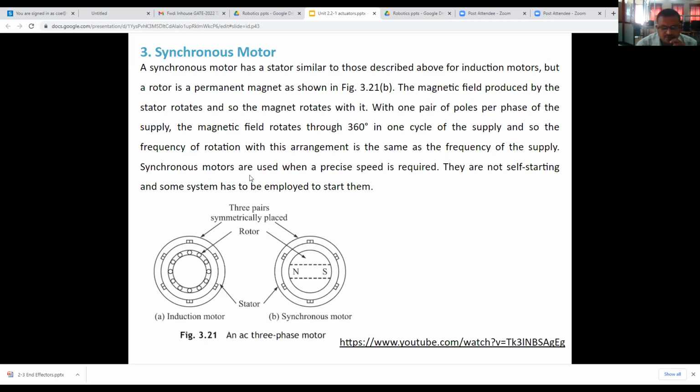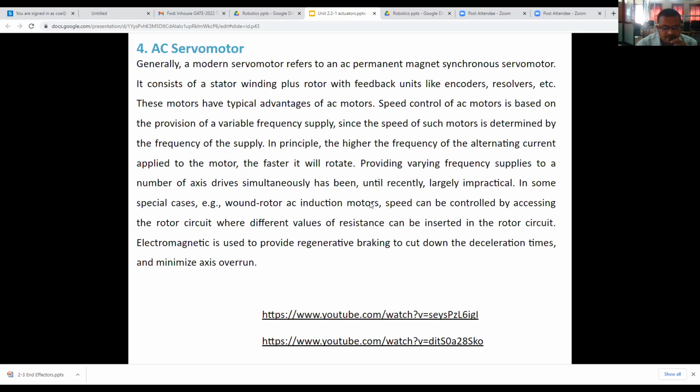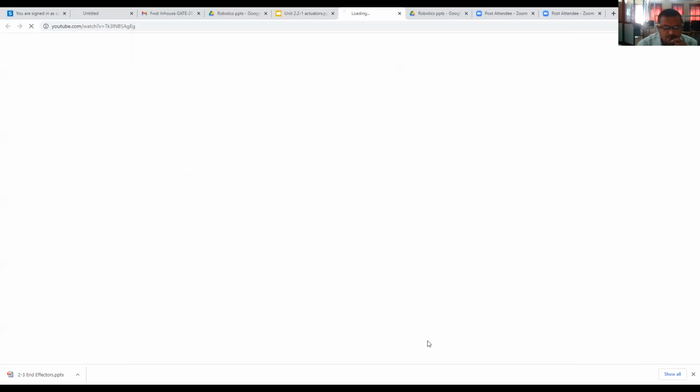Synchronous motors are used when precise speed is required. They are not self-starting, and some system has to be employed to start them. Therefore, this is the video of the synchronous motor.